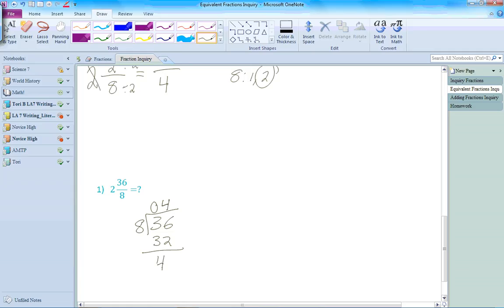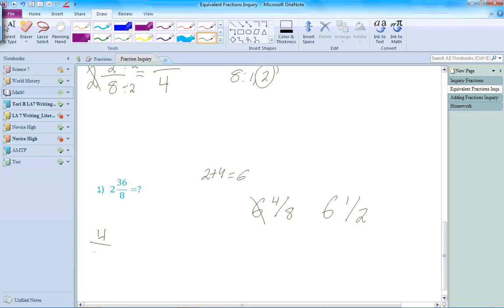So this is going to turn into a 6 because you just added, so 2 plus 4 equals 6. So we're going to have 6 and 4/8, which is also known as 6 1/2. But let's just do 6 and 4/8. So let's get rid of the 6, and let's just do 4/8 equals blank.